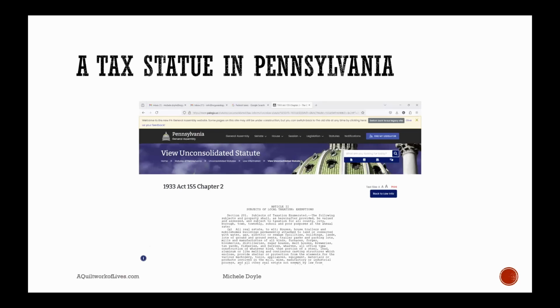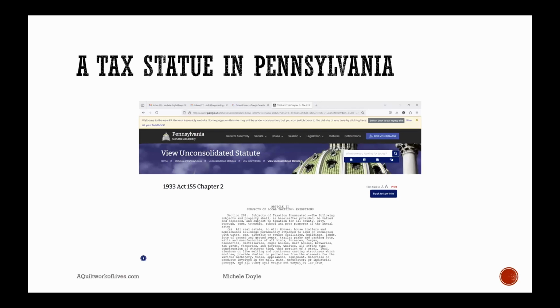So this is Pennsylvania, and I just Googled, as you can see up there, I wanted a tax statute to give an example, and I looked in Pennsylvania. So you'll see that the website itself is the Pennsylvania General Assembly, and there it's pa legis.us. So this is sort of an official Pennsylvania law. So this is the 1933 Act 155, Chapter 2. And what I was looking for was just an example of what a law might look like.